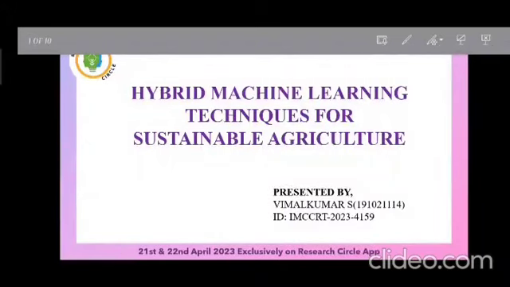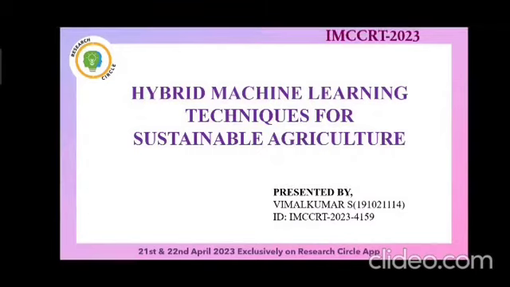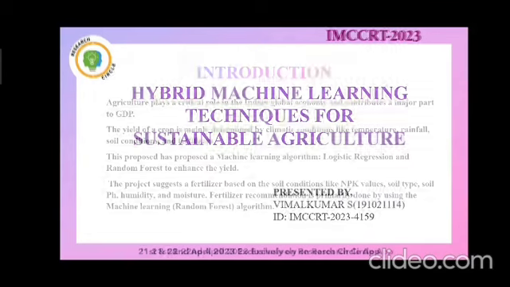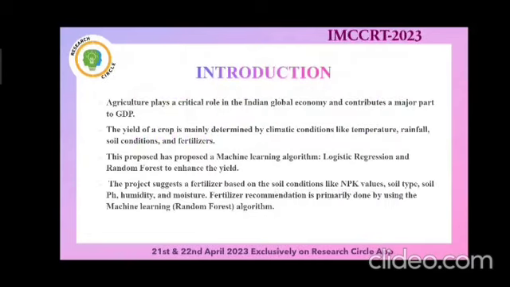This video is about my project, hybrid machine learning techniques for sustainable agriculture. And everybody knows agriculture plays a critical role in the Indian and global economy, and it contributes a major part to the gross domestic product. With the expansion of the human population, it is necessary to maintain food security, and it can be achieved by agricultural yield production by the nation.